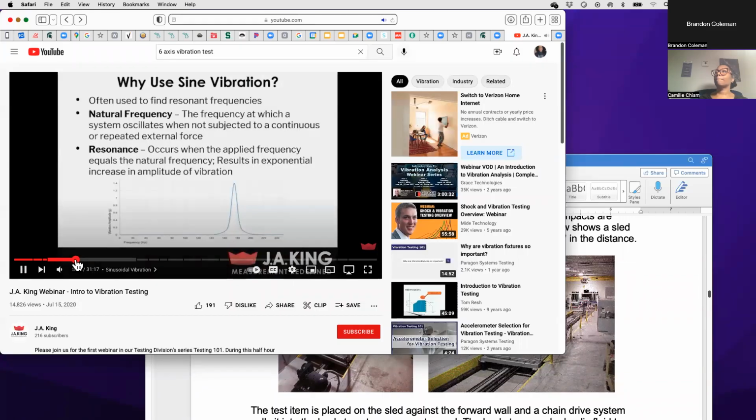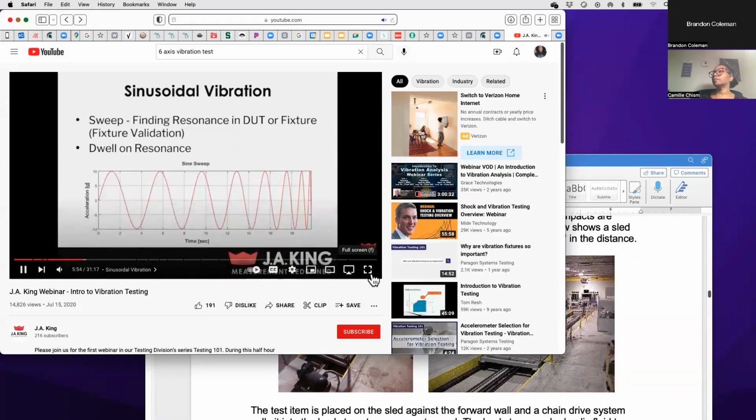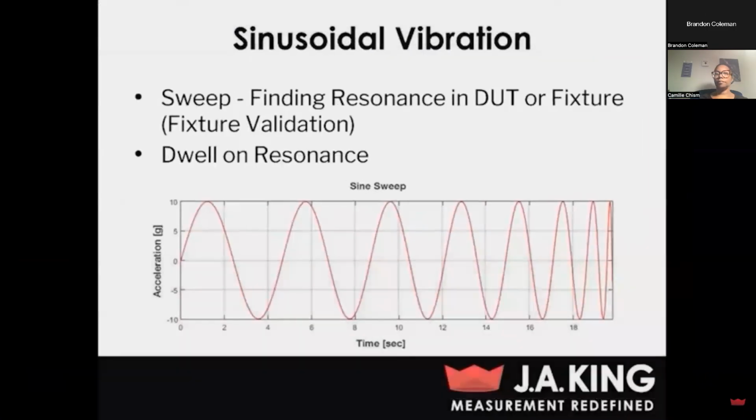So looking at this graph, you would know that at resonance, you would perform a dwell on it to see what kind of damage your DUT is going to experience. The other case would be doing a sweep for fixture validation. And the reason that's important is you want to make sure that the resonant frequency of your fixture does not fall within the frequency range of the actual test that you want to use that fixture for. And if you look down here at the bottom, this is just an example of time domain data of a sine sweep. And you can see as time goes on, that frequency is increasing.